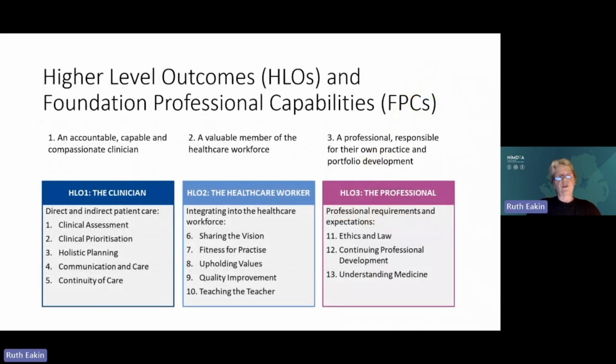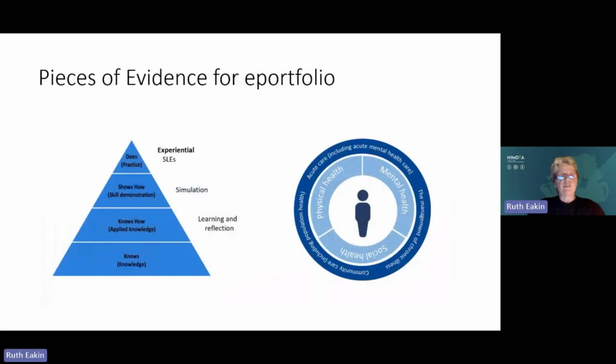I'm sure you're all familiar with the 3 higher level outcomes and 13 foundation professional capabilities, which I'm not going to go through, and that there is a hierarchy of evidence with experiential supervised learning events carrying the most weight at the top of Miller's pyramid. Next down is simulation, followed by core learning, which is foundation doctor specific teaching.